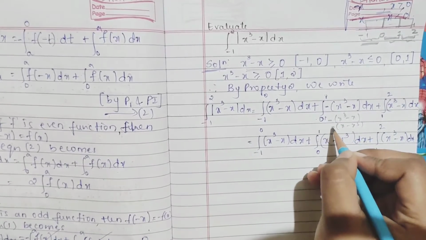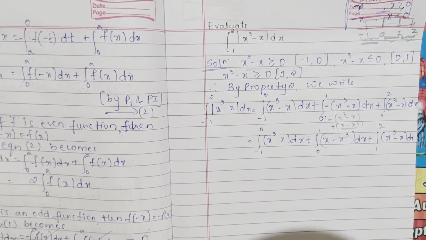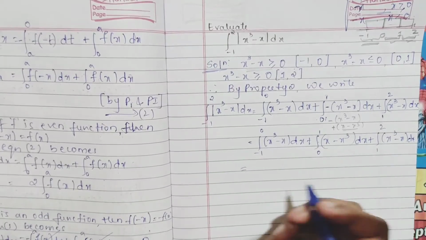Here already minus is there, so minus minus becomes plus. So this same thing I have written directly. Now everything is correct, we can integrate it directly, right? Again we do not want to change anything.